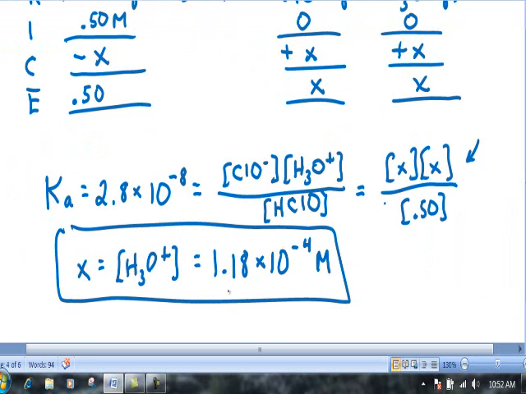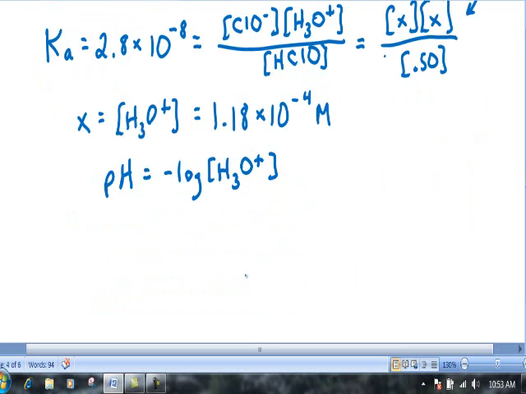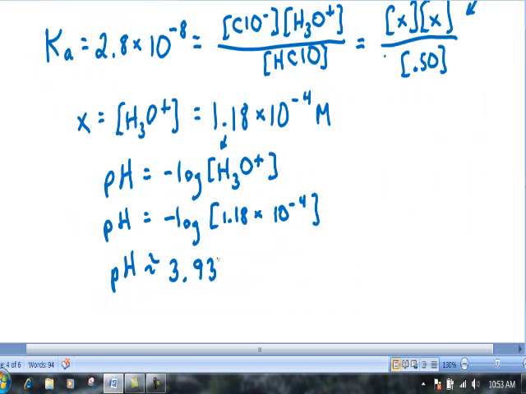Solving for the H3O plus gives us 1.18 times 10 to the negative 5th molar for our hydronium concentration. Our pH is the negative log of the hydronium concentration. We now know the hydronium to plug into this equation, and we find that we get a pH of about 3.93 for this solution of hypochlorous acid.